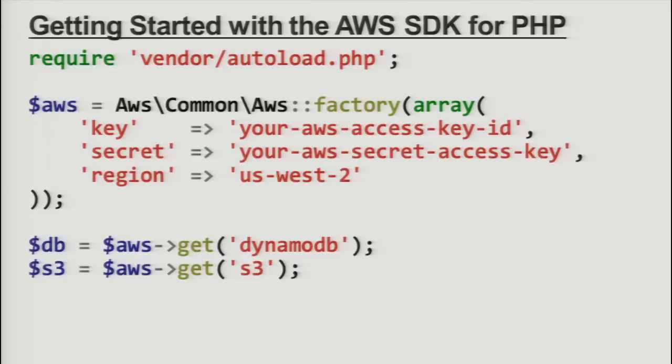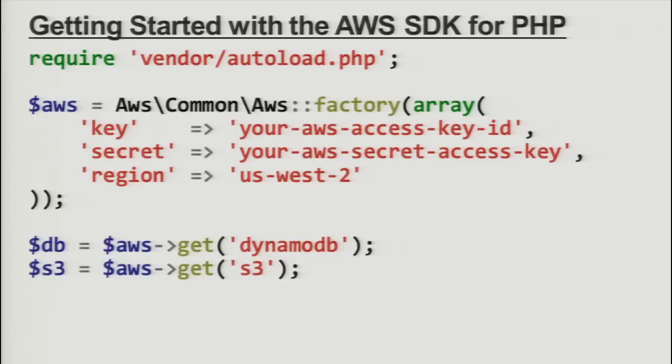So Composer provides this vendor autoload class, and we'll require that. And then in the next line, you see that we're creating a service locator, Aws\Common\Aws. We're using the factory method. We're passing in an array of configuration options. So these options are going to be shared by the service locator to every client created from it. So we're passing in our key, secret, and a default region that we're going to use. You only have to define this once, and this is going to be shared throughout.